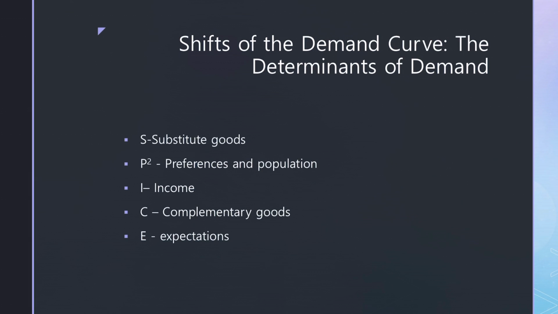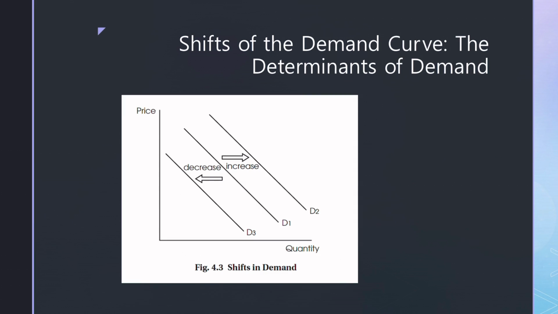Then what makes the demand curve shift? We have SPICE, which stands for substitute goods, preferences, population, income, complementary goods, and expectations. So if you want to memorize these, memorize it as SPICE with two P's. If a demand curve shifts to the right, it means an increase in demand. And if the demand curve shifts to the left, it means a decrease in demand.